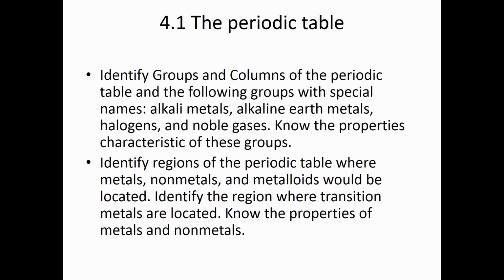Okay, so the learning objectives for Module 4.1 are listed here. Identify groups and columns of the periodic table and the following groups with special names: alkali metals, alkaline earth metals, halogens, and noble gases. Know the properties characteristic of these groups. Identify regions of the periodic table where metals, nonmetals, and metalloids would be located. Identify the region where transition metals are located. Know the properties of metals and nonmetals.